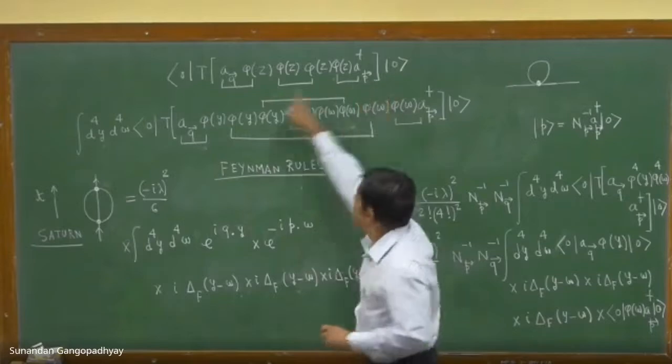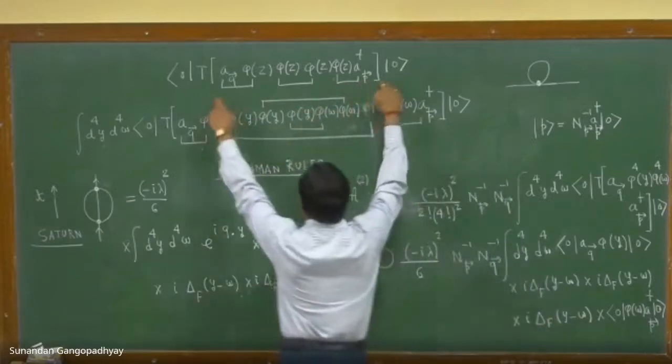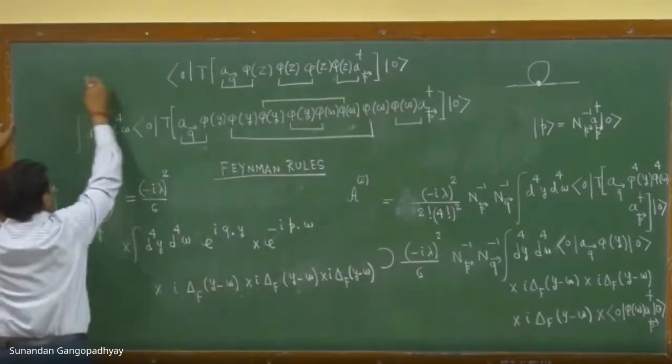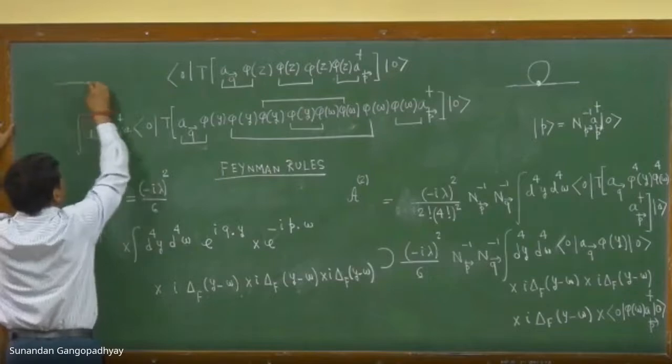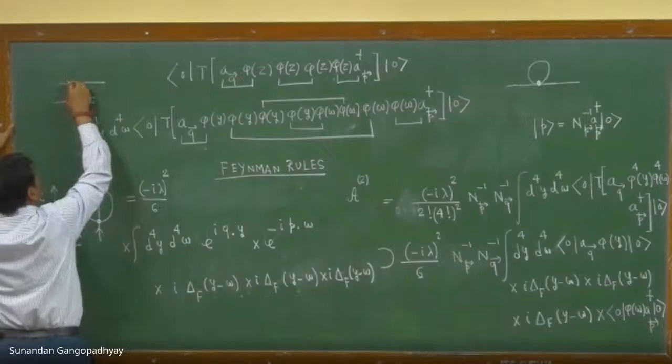Yes, sir. So there are 12 ways of contracting. So this, and this will correspond. So this contraction with this will basically be something like this. So if this is the flow of time, then the particle comes in.